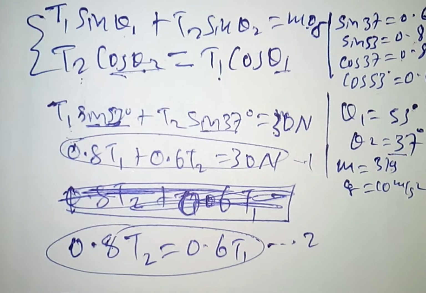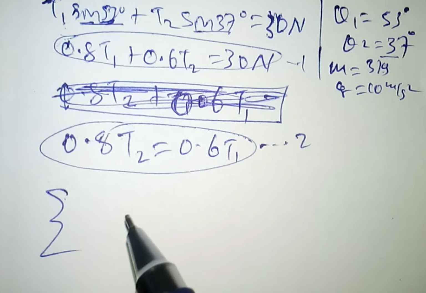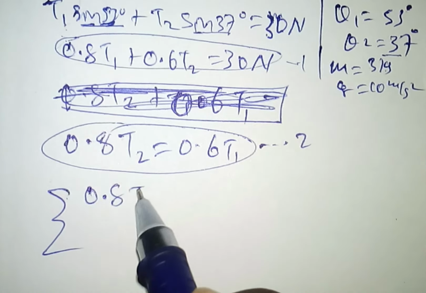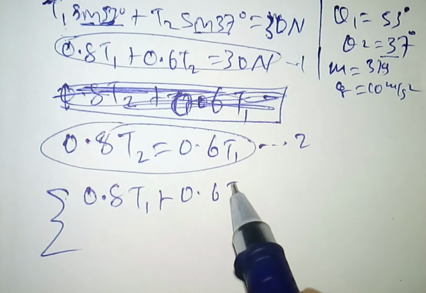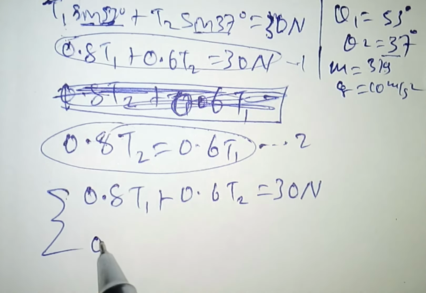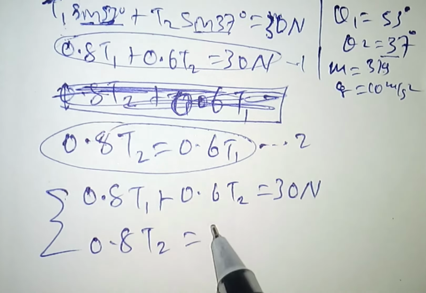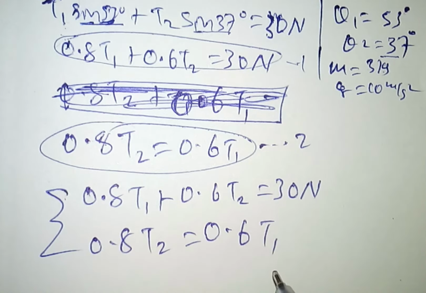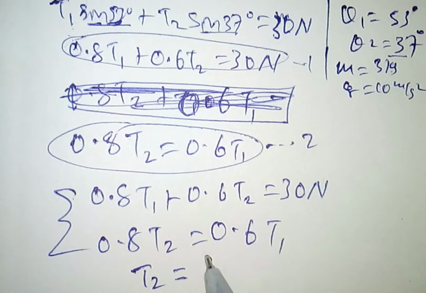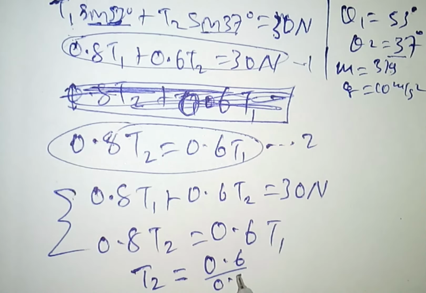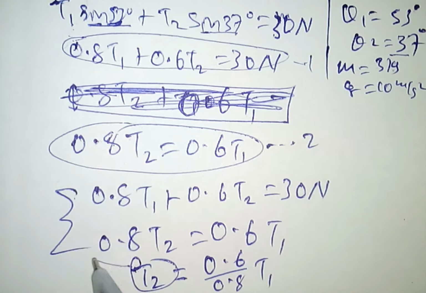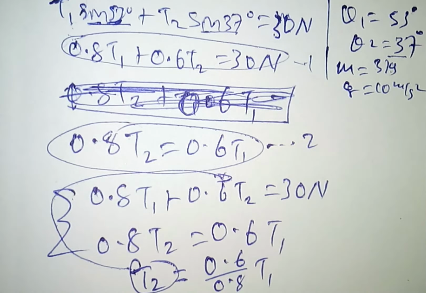Then we rearrange these two equations and solve for T1 and T2. From the first equation, we know 0.8 T1 plus 0.6 T2 is equal to 30 Newton. And from the second equation, 0.8 T2 is equal to 0.6 T1. So from this equation, I can find T2 is equal to 0.6 over 0.8 T1, and then we can substitute in the place of T2 in this equation and solve for T1.